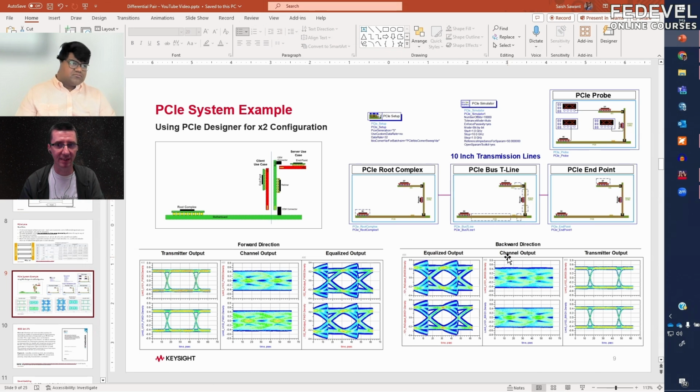Is this an add-on or completely new software? This is an add-on feature to ADS. ADS is a product that I have used; all the simulations and all the setup that I did, I used ADS for that. And this is another product feature within ADS, called PCI Designer. That's the name of the product. I will leave a link in the description if someone is interested.